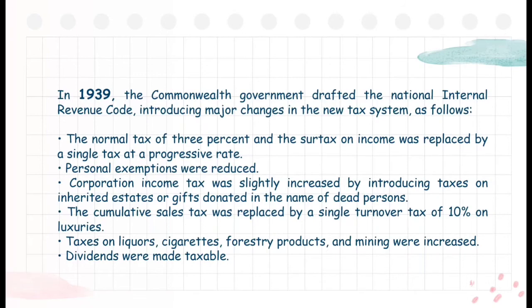First, the normal tax of 3% and the surtax on income were replaced by a single tax at a progressive rate. Second, personal exemptions were reduced. Third, corporation income tax was slightly increased by introducing taxes on inherited estates or gifts donated in the name of dead persons. Fourth, the cumulative sales tax was replaced by a single turnover tax of 10% on luxuries.